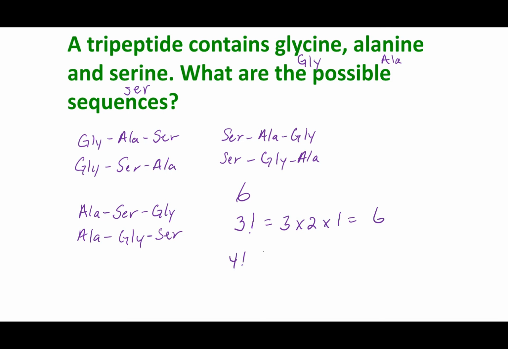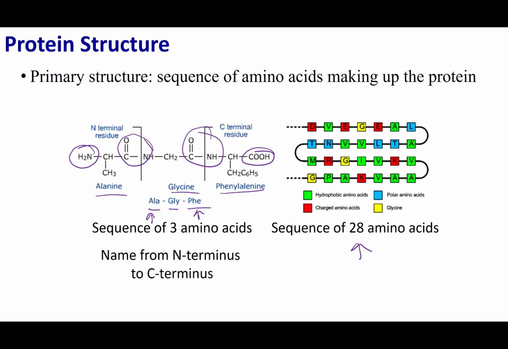If I had 4 different amino acids and I wanted to make a tetrapeptide and use each one of them once, that would be 4 times 3 times 2 times 1, which would give you 24 different types of proteins. Now, what you will note out of this is the longer I can make my chain, the more different types of proteins I can make. And so if I had something that was 28 amino acids long, well, you can see that I can make a whole bunch of different types of proteins.